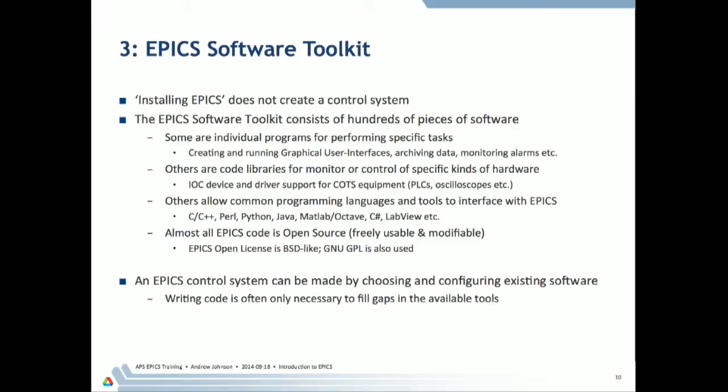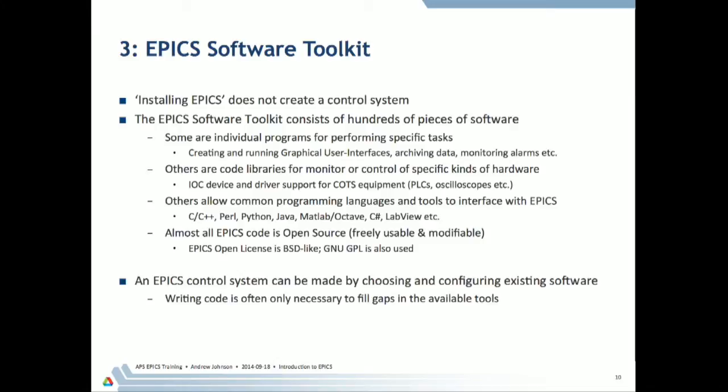So when you install EPICS, you don't actually get the control system. All you get is the collection of tools that you happen to have installed. There's the core thing, which is EPICS Base, but all the other parts are optional and need to be installed separately. And as I said, we've got hundreds of pieces of software that make up the toolkit. Some of them are standalone programs that perform specific tasks, like creating and running graphical user interfaces, or archiving data, or monitoring for alarms, and so on.